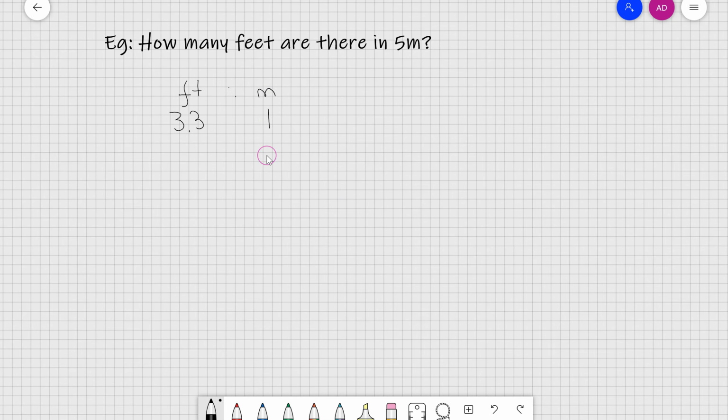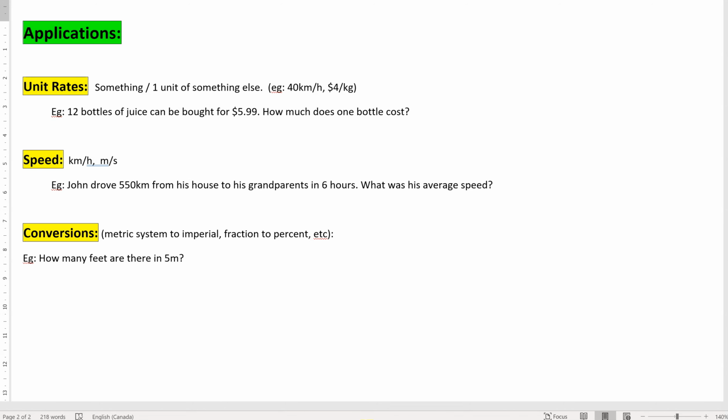In 5 meters, so where would I put the 5? Under the meter, so under the 1 in fact. We have how many feet? We don't know, x. Obviously, more meters, more feet. So it's a larger distance. X would equal fraction line. The 1 goes underneath. And on the top, 3.3 times 5. X equals 16.5. What was x? Feet. So 16.5 feet.